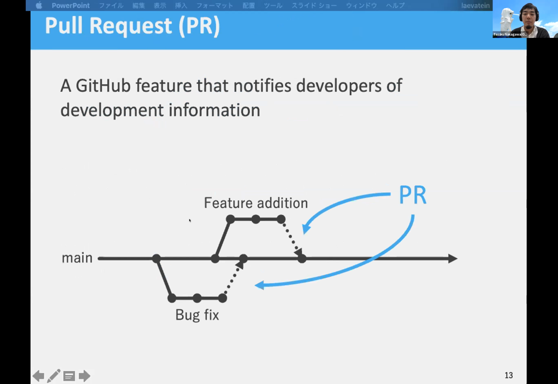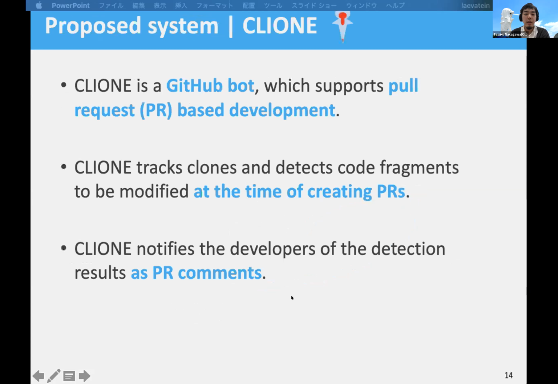Once the developers have done the work, they create PRs and notify other developers of the change information. CLIONE is easy to install on your GitHub projects, and it tracks clones and detects code fragments to be modified at the time of creating PRs. Additionally, CLIONE notifies the developers of the detection results as PR comments. This is an overview of CLIONE.